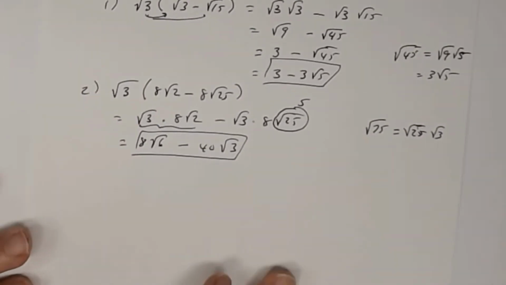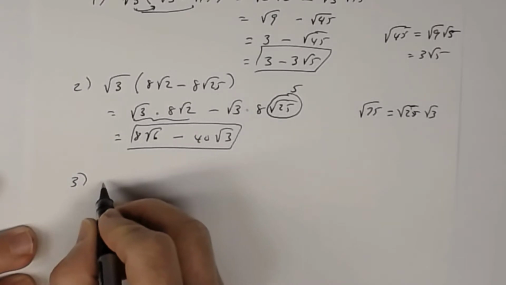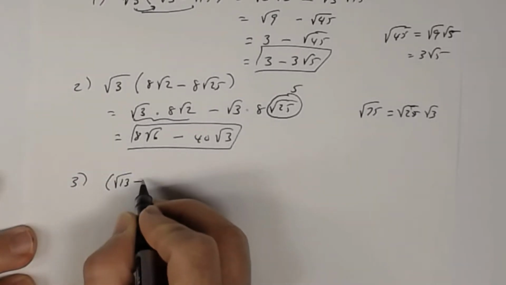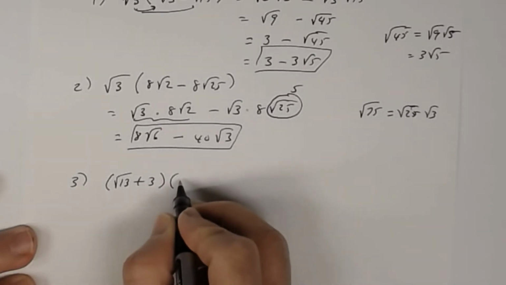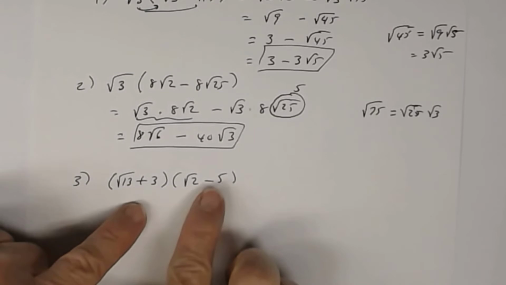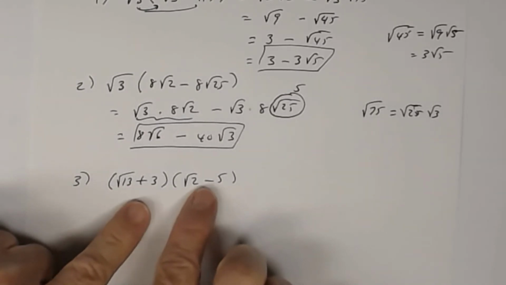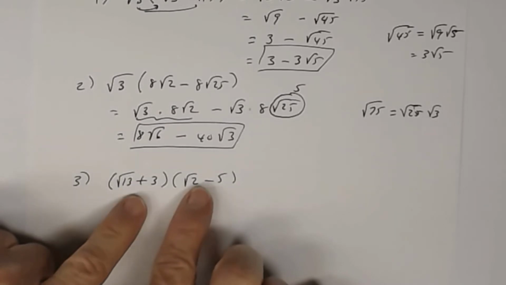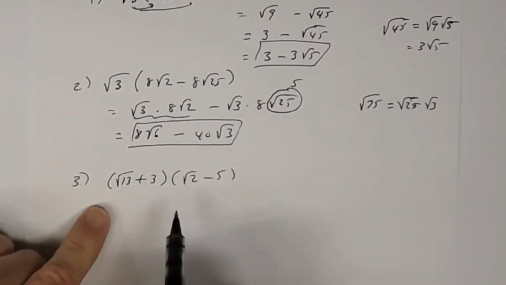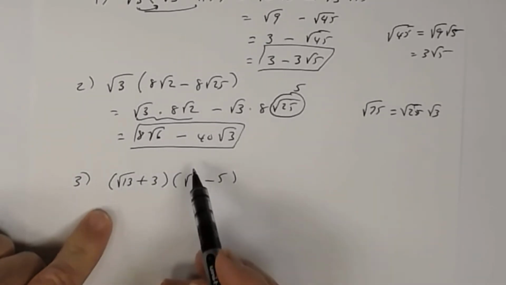Okay, number 3. So let's suppose in number 3, I have the square root of 13 plus 3 times the square root of 2 minus 5. So this time I am multiplying two binomials together, so two factors with two terms. And so I can use the FOIL method.